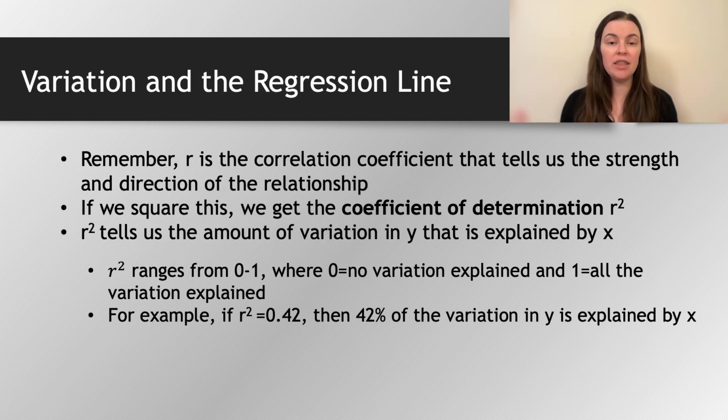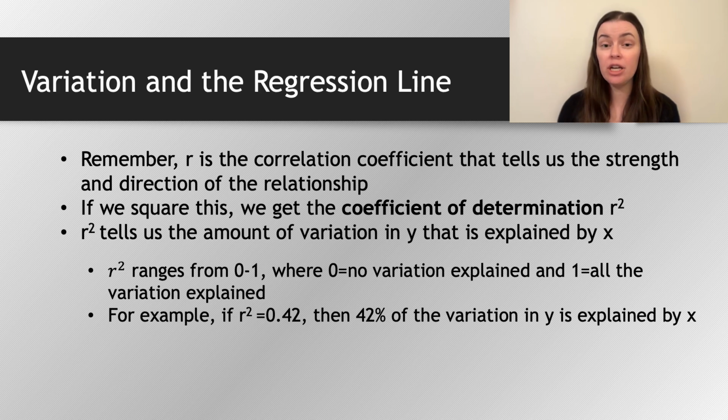So now let's combine the knowledge we have gained from both our variation discussion using Pearson's R and the regression line discussion that we just had. Remember that R is the correlation coefficient that tells us both the strength and the direction of the relationship itself. If we square this, we get a coefficient of determination known as R squared. R squared can tell us the amount of variation in Y that is explained by X.